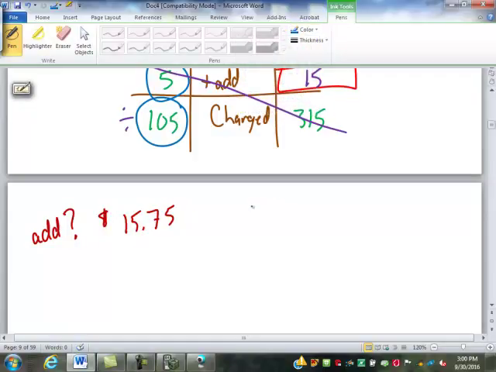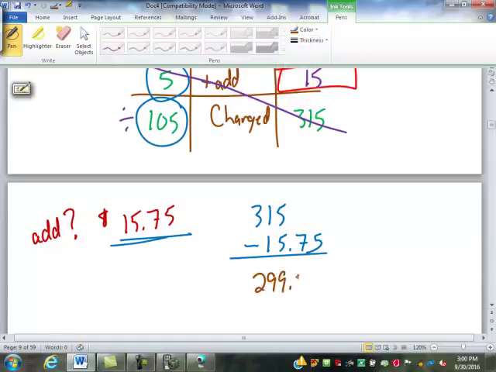Well, if he charged $315, if he added $15.75, what did he pay for it? What did it cost him? Careful, other way. We would subtract the $15.75. So that's telling us that he would have paid $299.25.